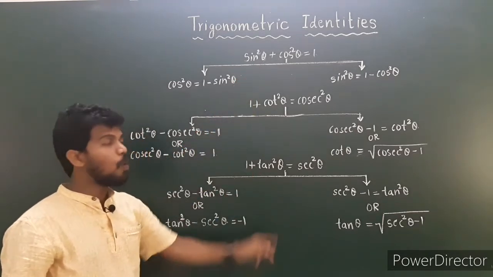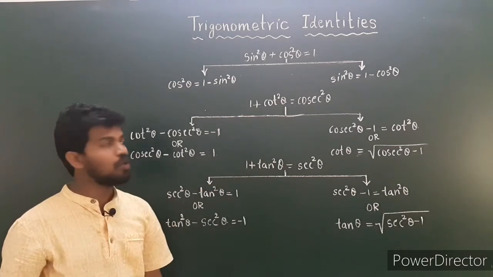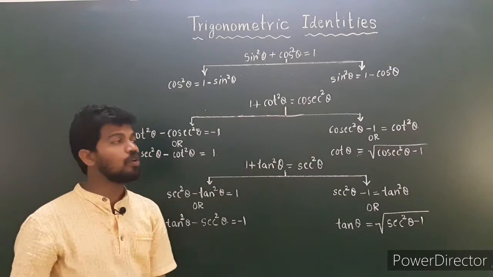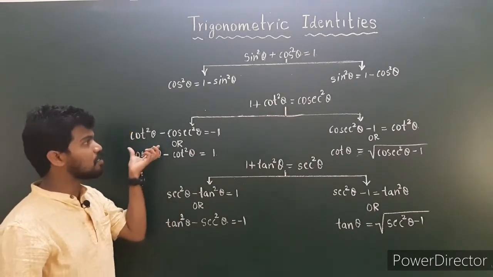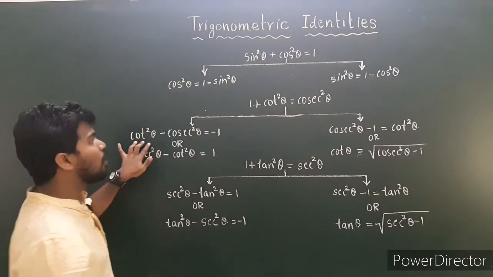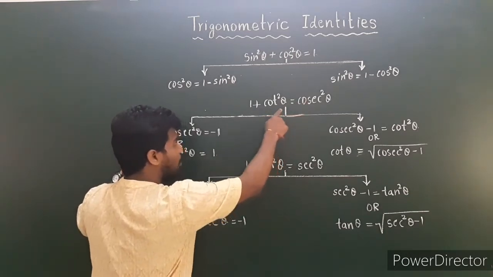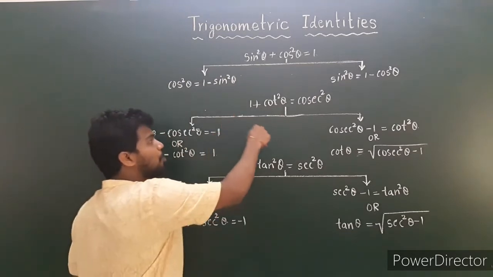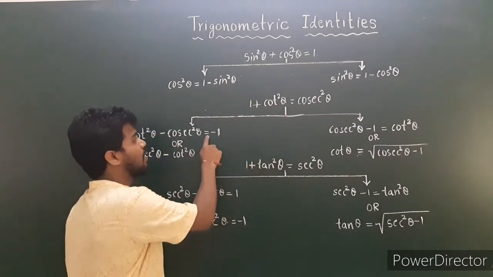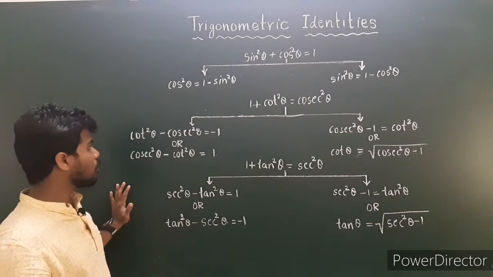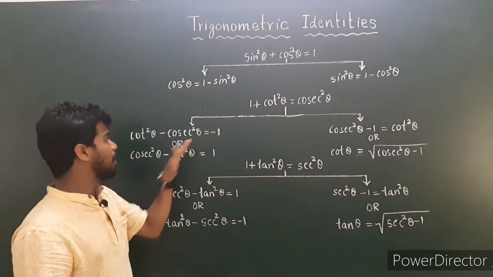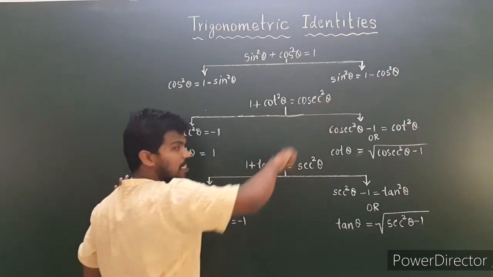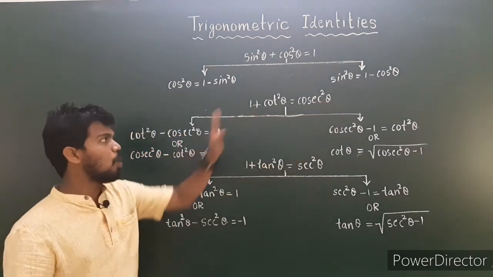Next, 1 plus cot square theta is equal to cosecant square theta. You see that first: cot square theta, you leave it there only, and cosecant square theta you transpose, you get minus cosecant square theta, and when you transpose 1 to that side, you get minus 1. So this is one more identity, and cosecant square theta minus cot square theta using transposition is equal to 1.